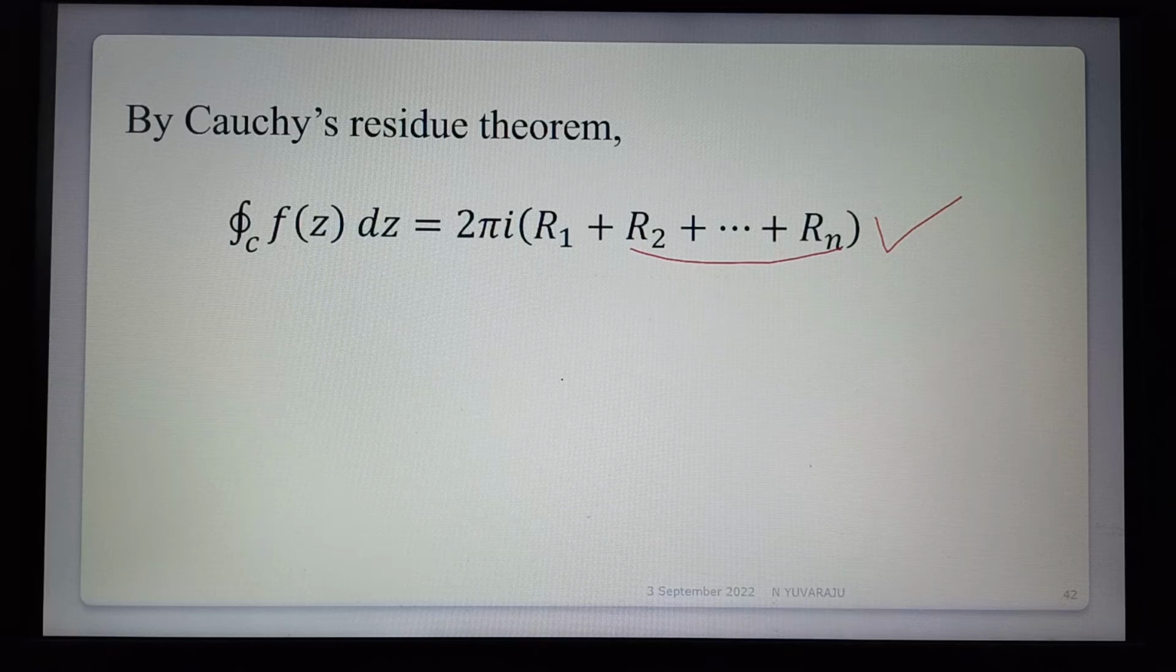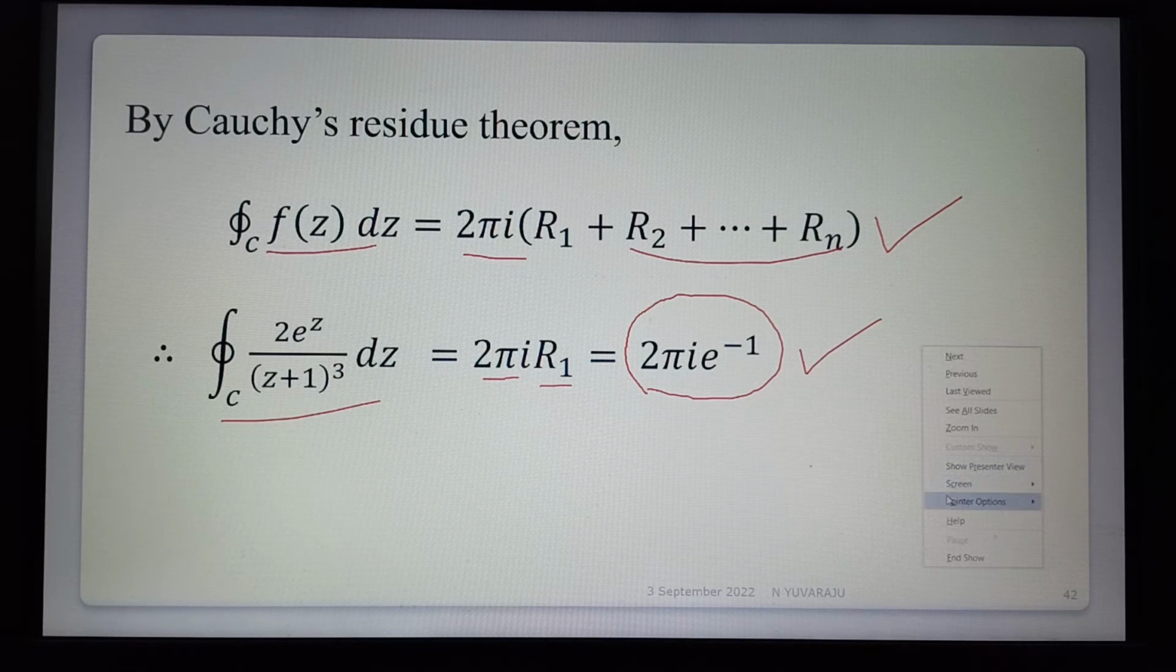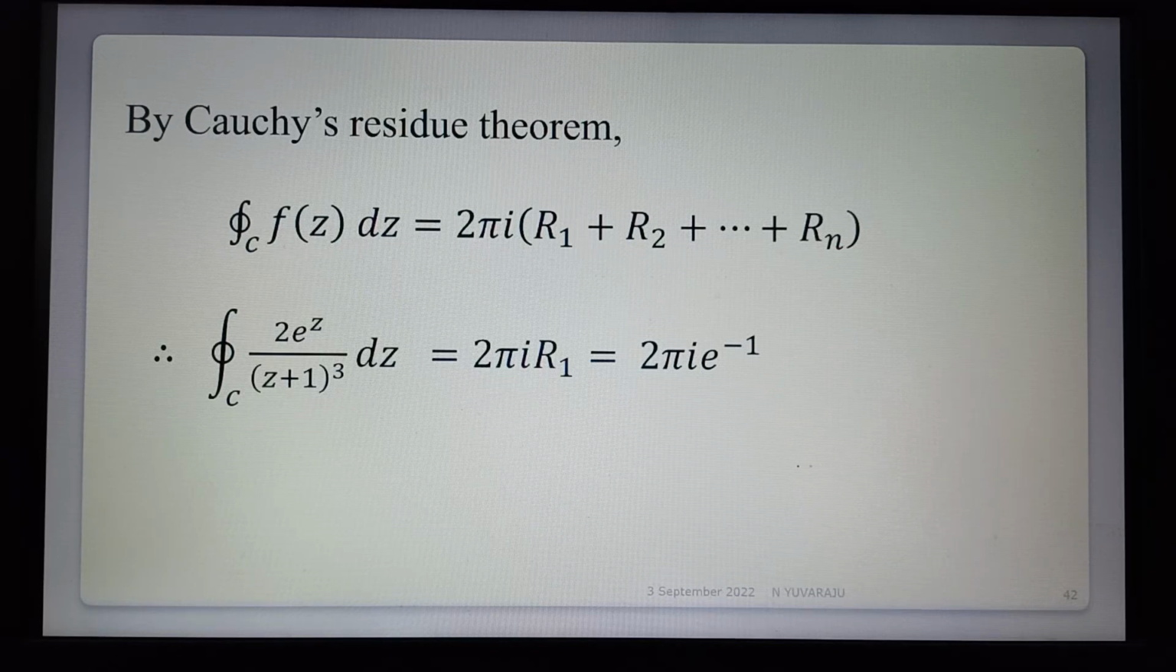Therefore the given integration over C of f of z, that is 2 into e power z by (z plus 1) whole cube dz, is equal to 2 pi i into only R1, and R1 is e power minus 1. Therefore 2 pi i into e power minus 1 is the required value of the given integral. So this is Cauchy's residue theorem. See the next example.